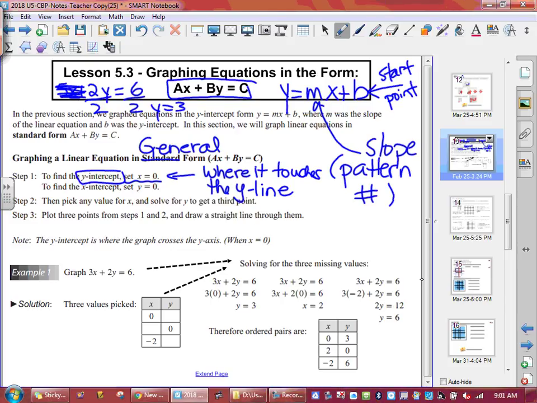That's our start point. So here's my graph. I know now I start up here at positive 3. Then it says to find the x-intercept, meaning where it touches the x line, you make the y number equal to 0. So going back to my equation, 5x plus 2y, now we cover up the y and make it equal to 0. And then we say 5x equals 6.